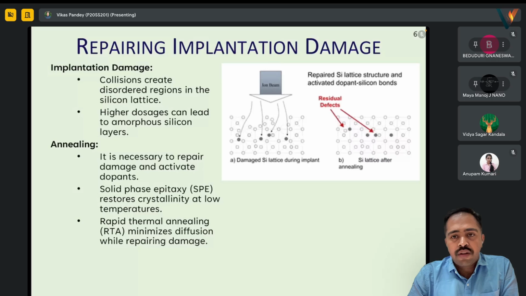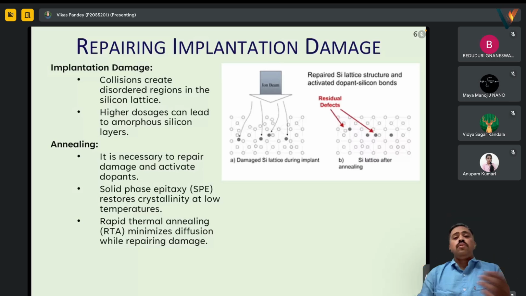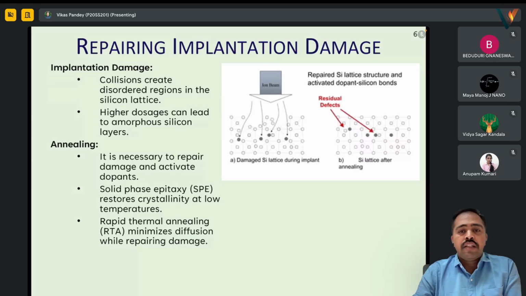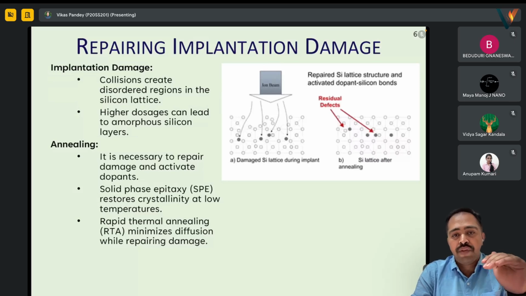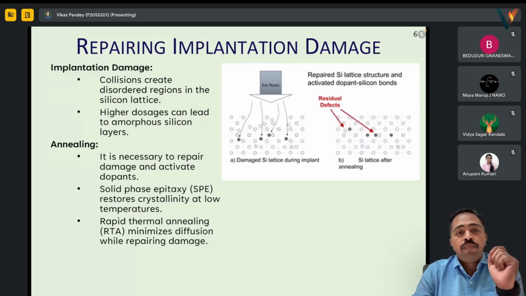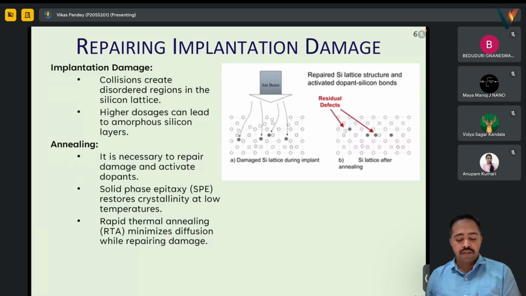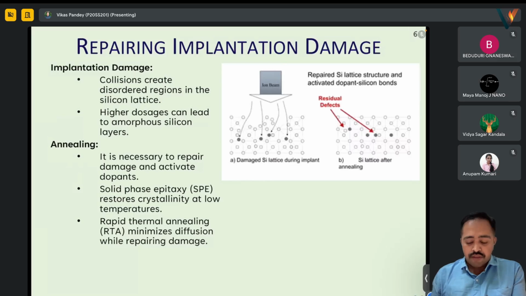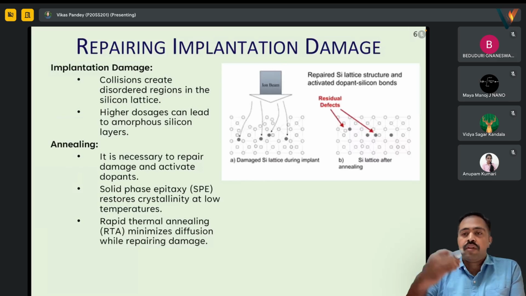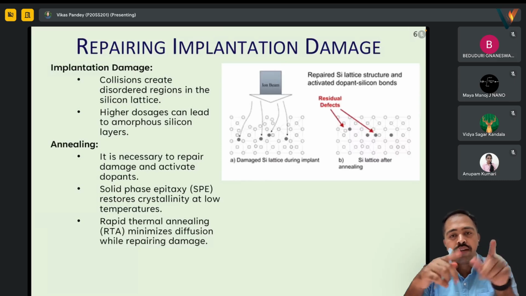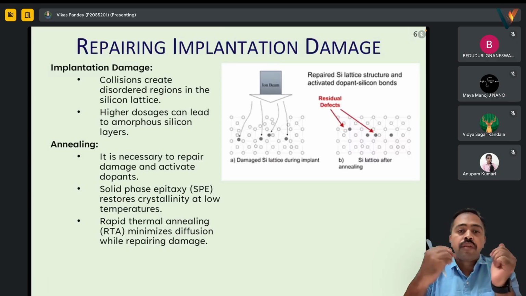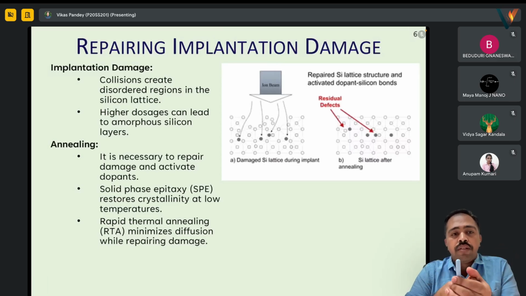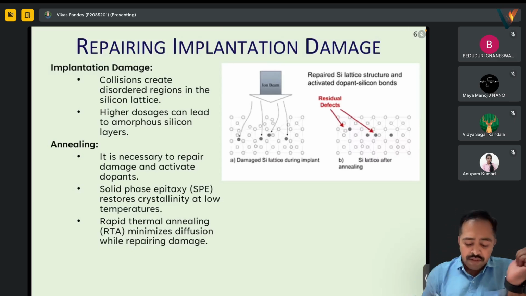Yeah. So the one problem with ion implantation is that it creates surface imperfections or damages the surface. So we have to repair that implantation damage. As collision will occur, certainly it is not pinpointed at interlattice species. So there will certainly be some collision, and this will create disoriented regions in the silicon lattice.